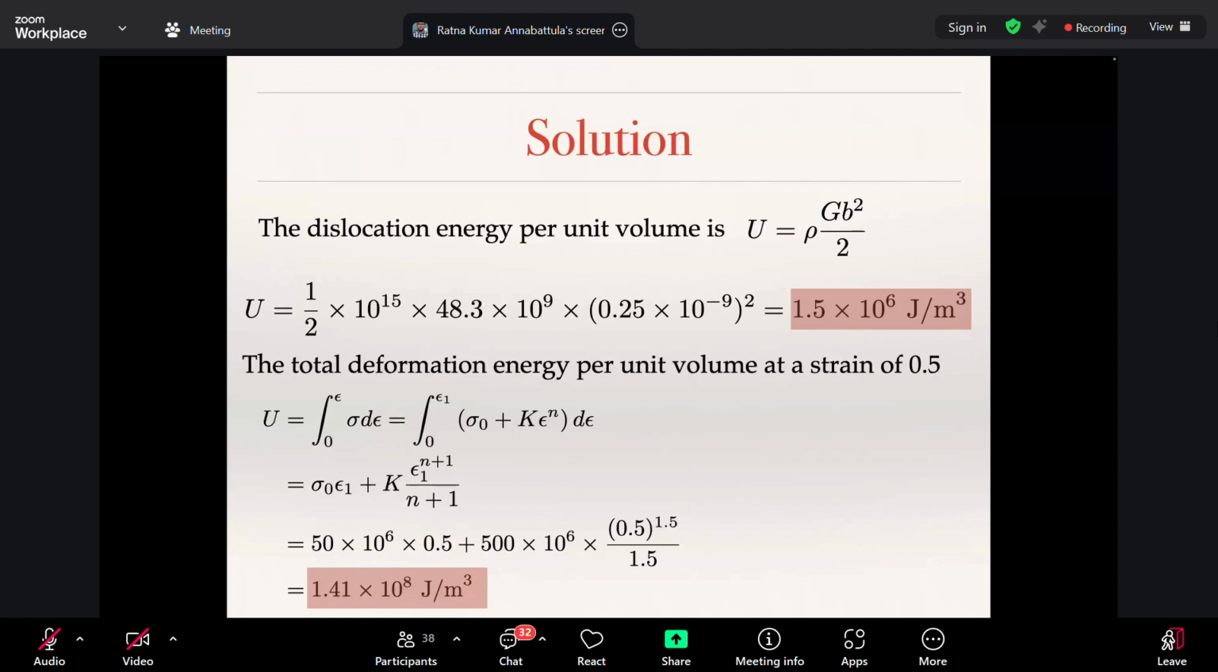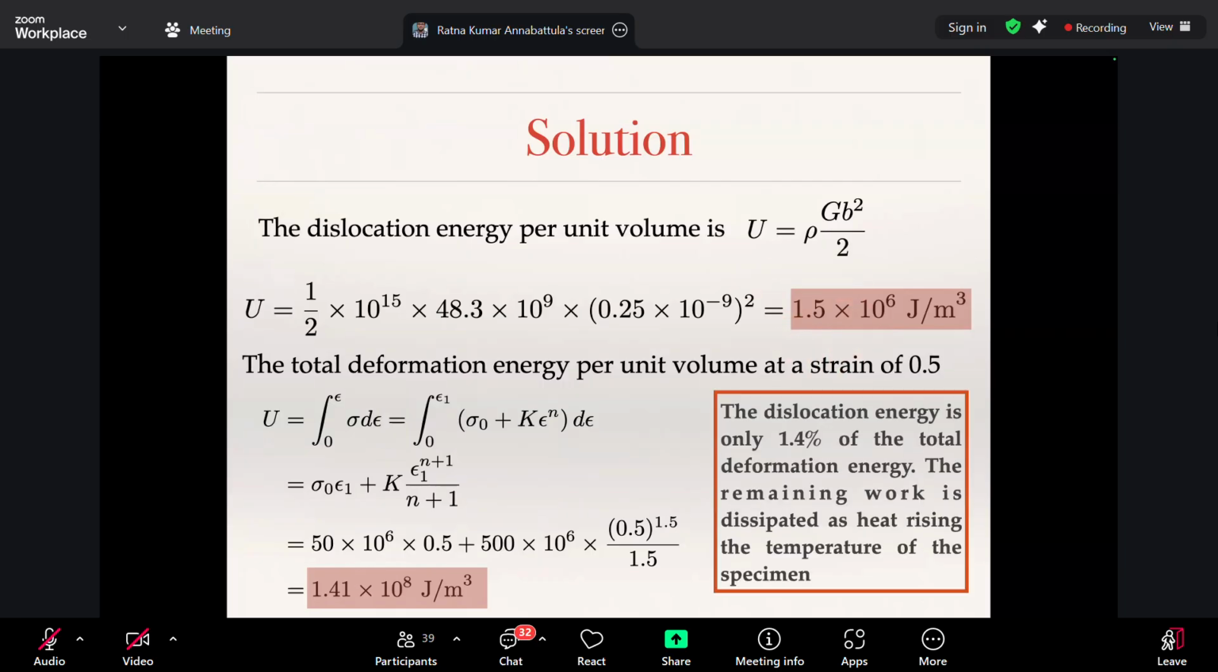So that means when you are straining the material, the total deformation energy is this. Out of that, only this much is what is used for dislocation, right? That means the dislocation energy is only 1.4% of the total deformation energy. What is happening to the remaining energy? The remaining work is dissipated as heat, and as a result, the specimen temperature increases.